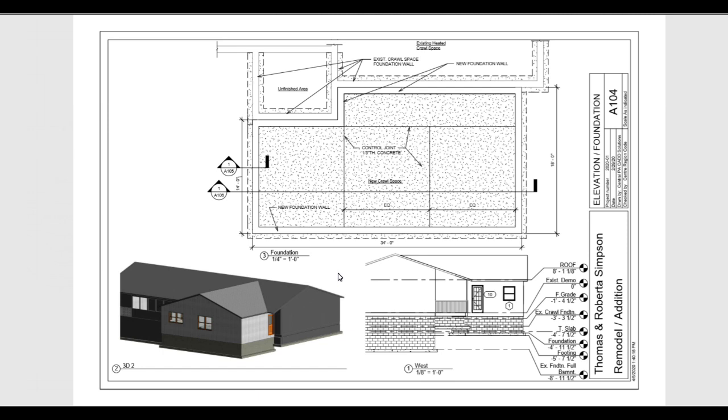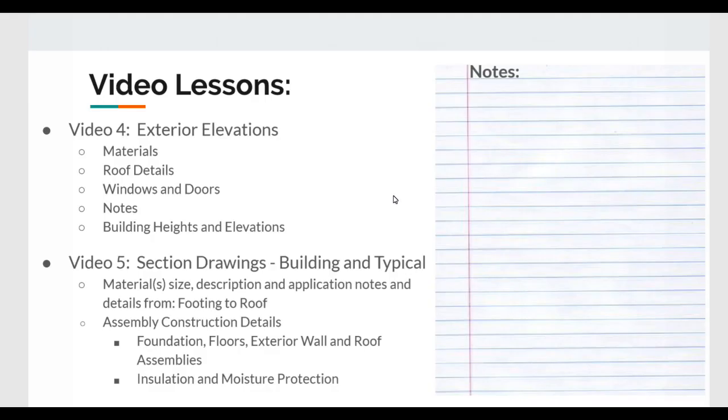Again, you may see some with more detail, maybe some with even less detail, but this is a pretty good indication of what an elevation looks like, the information that you would find on it, and how it's going to be used within the project. That pretty much wraps it up for exterior elevations. In the next video, video 5, we're going to talk about section drawings.